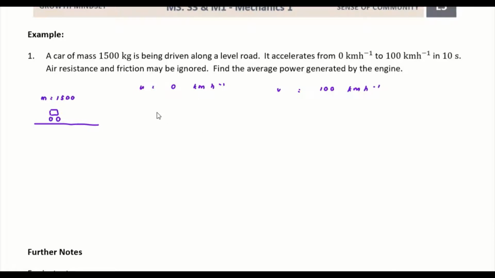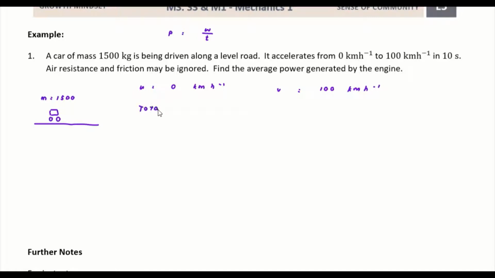So we know that if we need to find the power, we need to find the work done, then divide by the time. For the work done in this case, we need the driving force and also the distance, right? In this case, we are not given the distance and we are not given the driving force, and there's no way we can find it out, but we are given the initial velocity and the final velocity. So in this case, we need to use the work energy principle that we have learned previously.